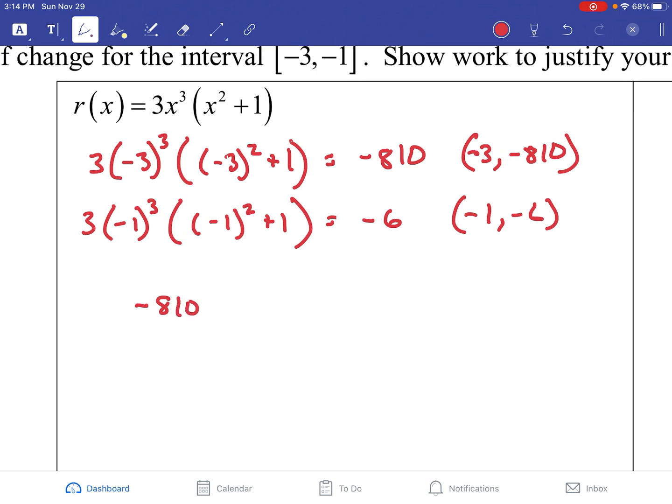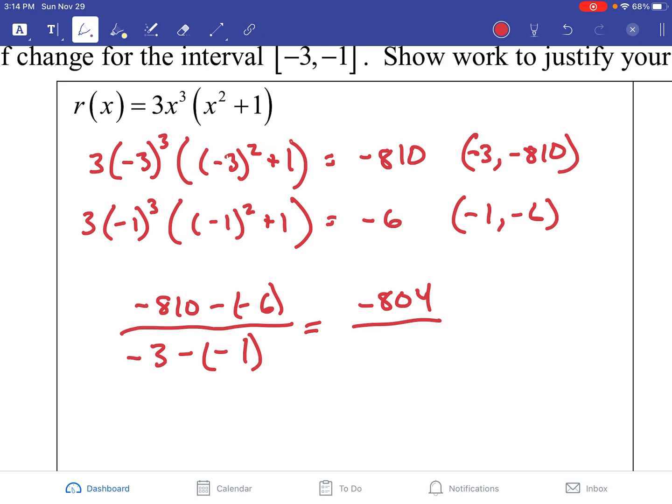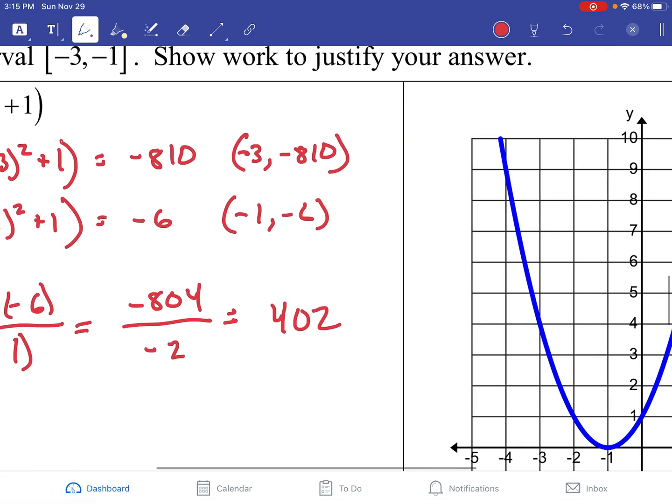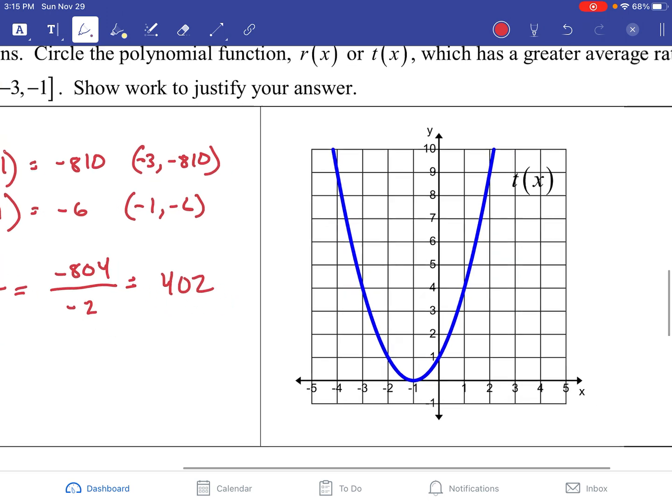So when I find my slope, I have y2 minus y1 over x2 minus x1. I'm going to put -810 minus -6 as my y's, and then -3 minus -1 there. So if I figure this out, I have -810 plus 6, I get -804. And then -3 minus -1 is -2. So if I divide that by -2, I get positive 402. Okay, so that's the slope for that. I have a feeling this is going to be hard to beat on the other side.